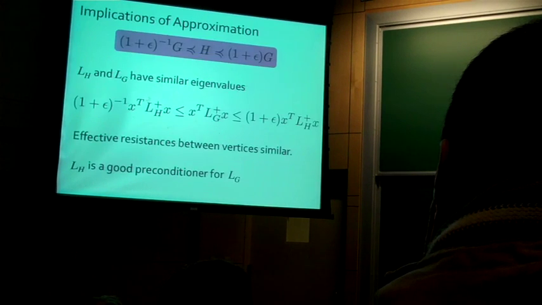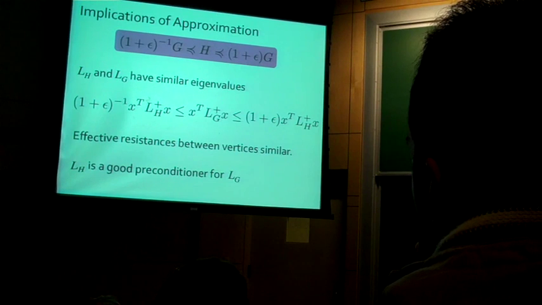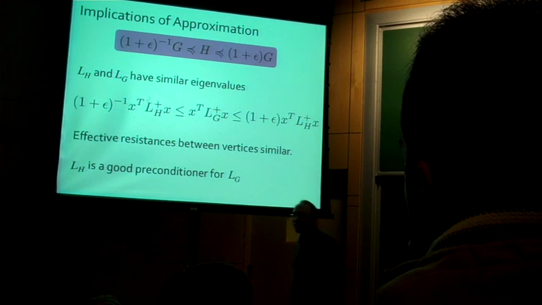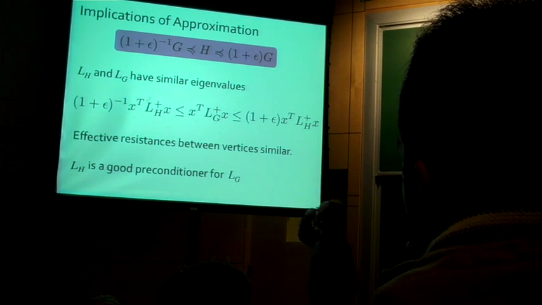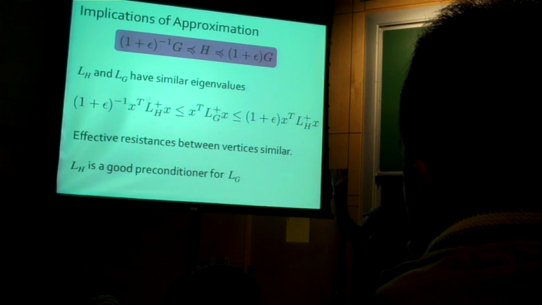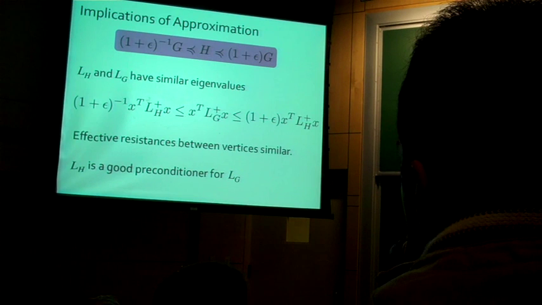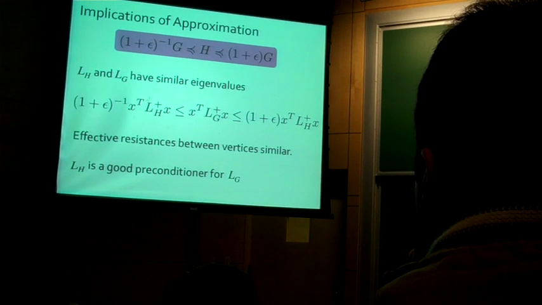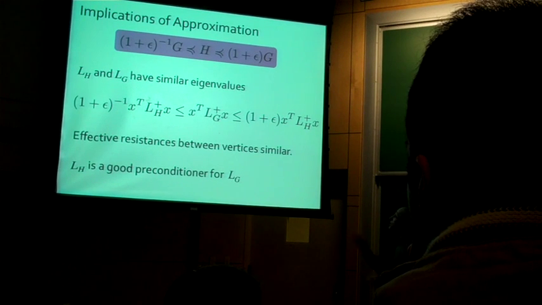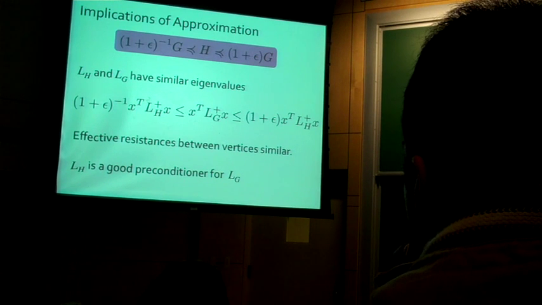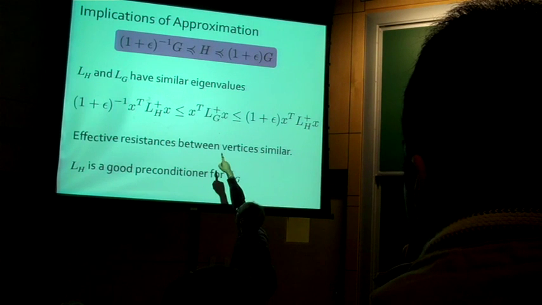So let me give you just a couple of implications of this notion of approximation. The first one, it's very easy to show that when you have this sort of approximation, the Laplacians of H and G have very similar eigenvalues. To the extent that their eigenvalues are isolated, you can say they have similar eigenspaces. A nice fact is this relation implies the same relation holds for the pseudo-inverses of their Laplacians. So if the Laplacians approximate each other, so do the pseudo-inverses.